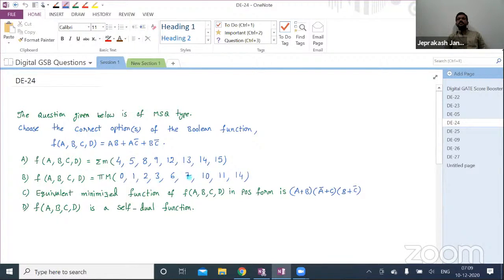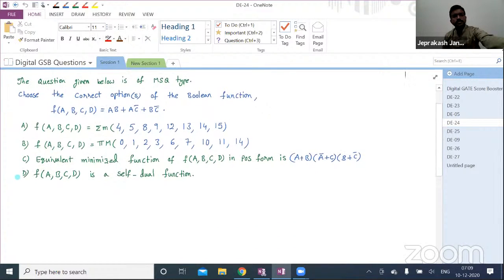Read the question. What are the concepts involved in this particular question? Please share. This is a question related to which chapter? You can tell either the chapter name or the concepts involved. Yeah, in order to get the simplified function, we will use K-map.